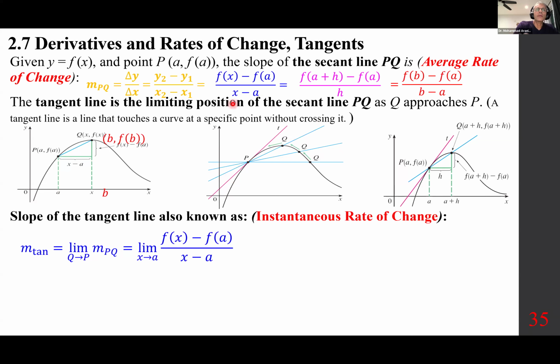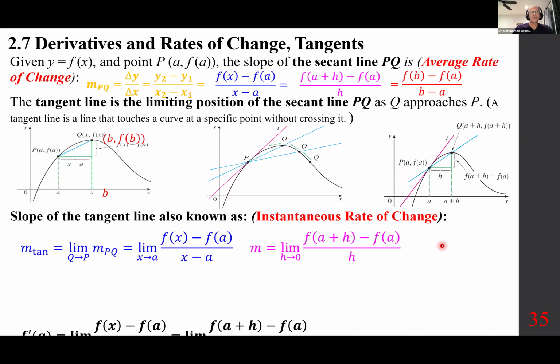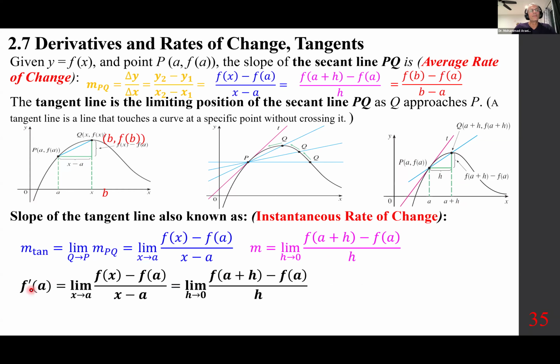If we look at this one, as x approaches a, so the limit of f of x minus f of a over x minus a as x approaches a. If we look at this one, as this distance becomes closer and closer to 0, so would be the limit of f of a plus h minus f of a over h as h approaches 0. This is the slope of a tangent line M or f prime of a. There are two different ways of approaching it.